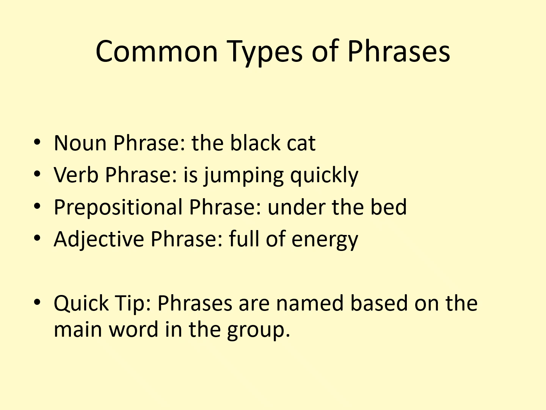So here we've got some examples. We've got a noun phrase, such as the black cat. We've got a verb phrase, is jumping quickly. Prepositional phrase, under the bed. And an adjective phrase, full of energy. So phrases are named based on the main word in the group.